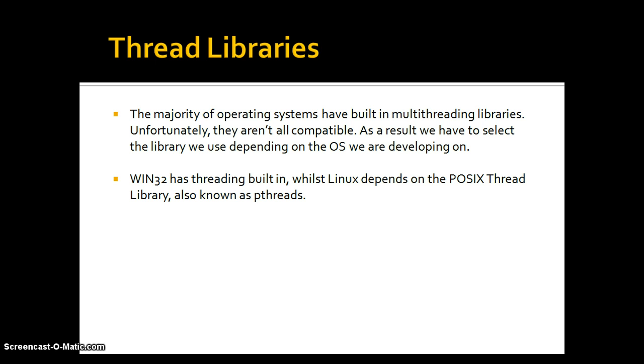Most operating systems have built-in multi-threading libraries. However, unlike the sockets that we did last week, these libraries aren't all compatible, meaning you have to choose which library you want to use, depending on the operating system that you have on the machine. Windows has a built-in threading library, which makes things very handy. However, Linux depends on pthreads for its multi-threading library.